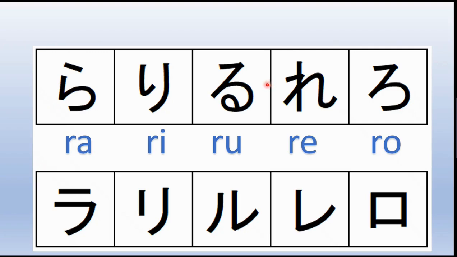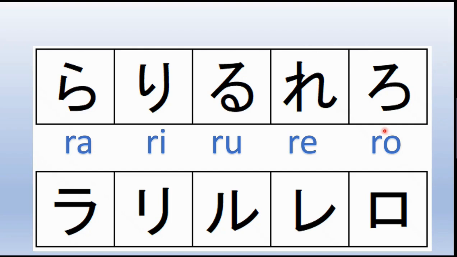Then we have ra, ri, ru, re, ro. So we can see there are similarities again. In ra we have similarity. This segment is this, and this segment is basically this. So this is ra. Then we have ri. Ri is more or less the same. In hiragana there is just a bit of cursive writing here, a cursive approach, and here this is a straight and angular approach. So this is ri, this is ru, and this is re, and this is ro. In ro there is no such similarity.